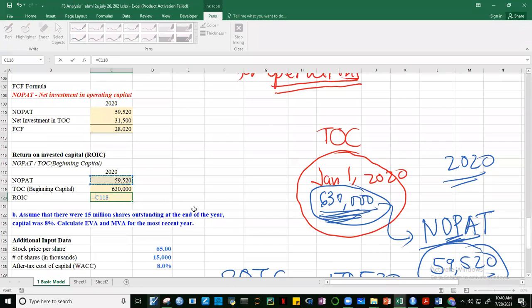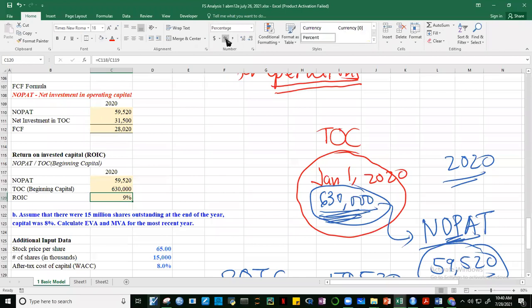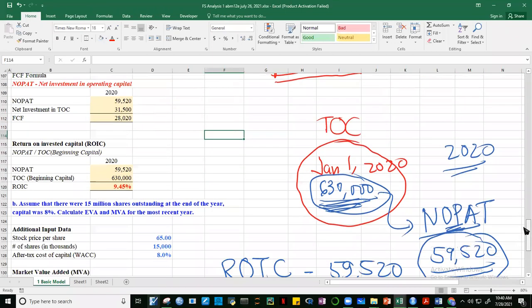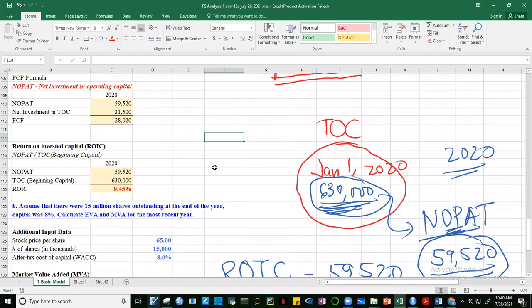Therefore, 9.45%. This is the ROIC, return on invested capital. Again, the story: at the beginning of the year, how much operating capital was given? 630. What did they do with it? How much operating profit was generated?